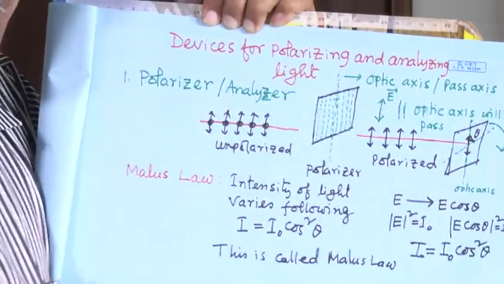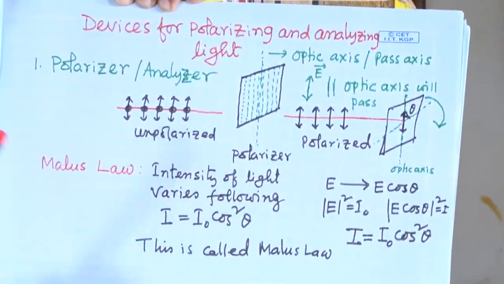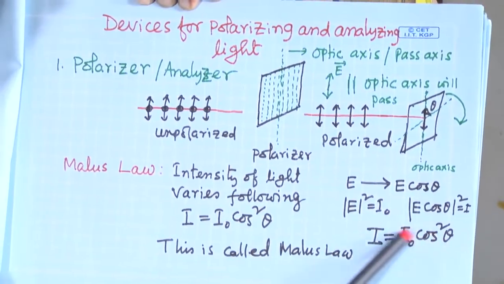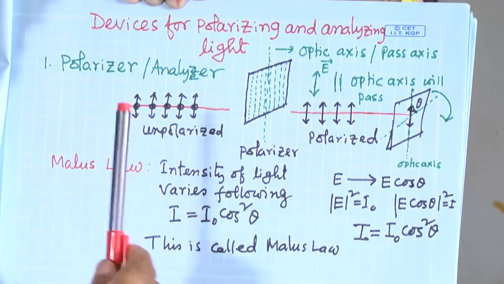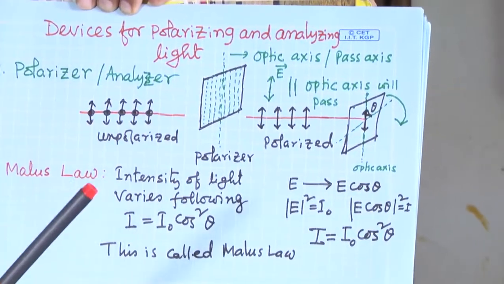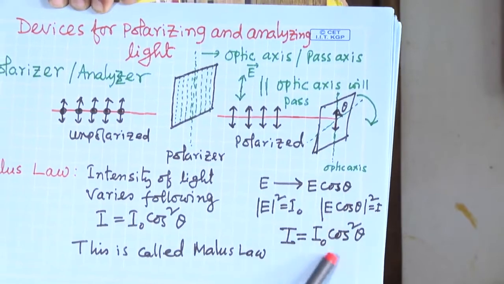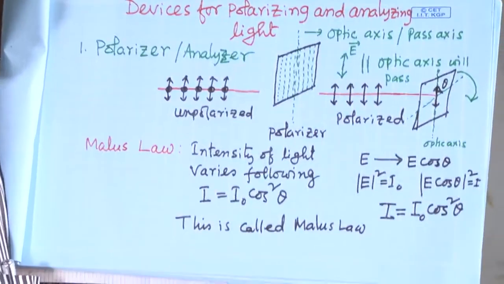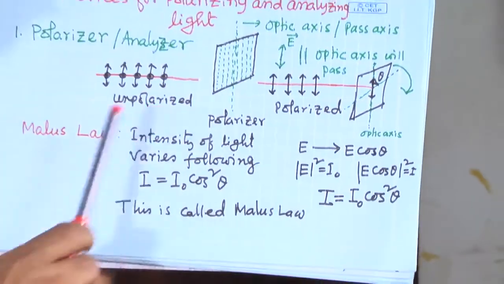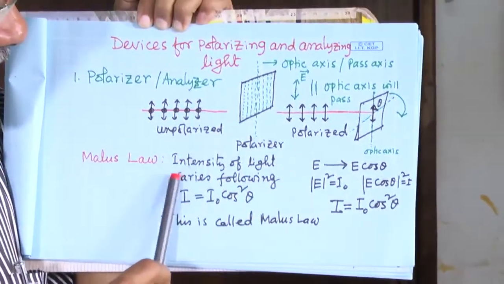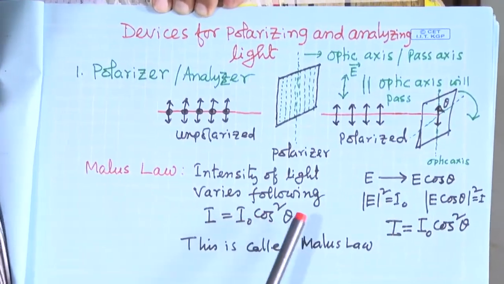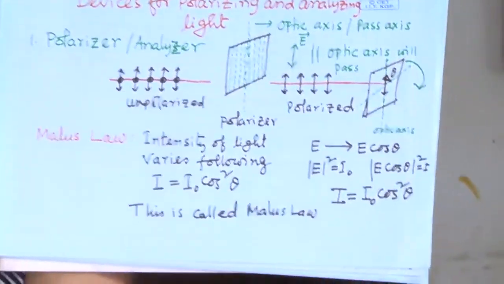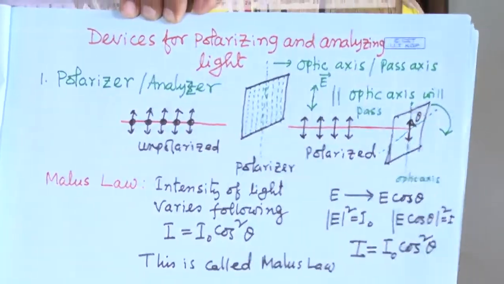So, the other side intensity should follow this relation. Intensity will change as a function of cos square theta. This intensity of light varies following I equal to I0 cos square theta. This is called Malus law.